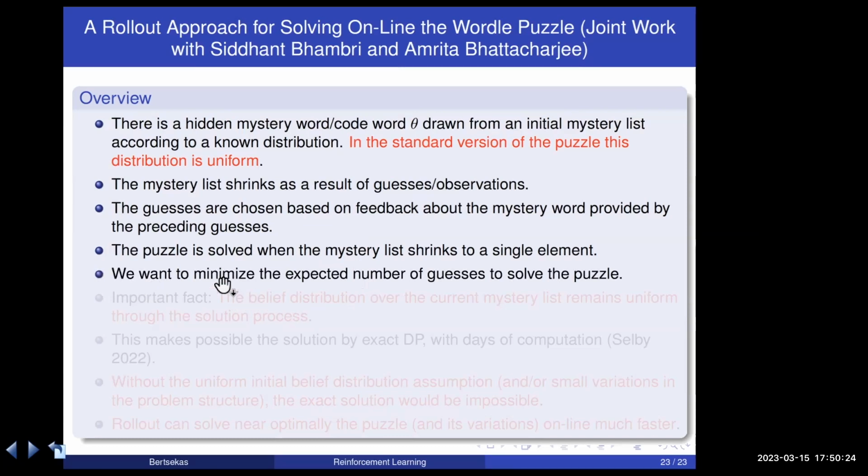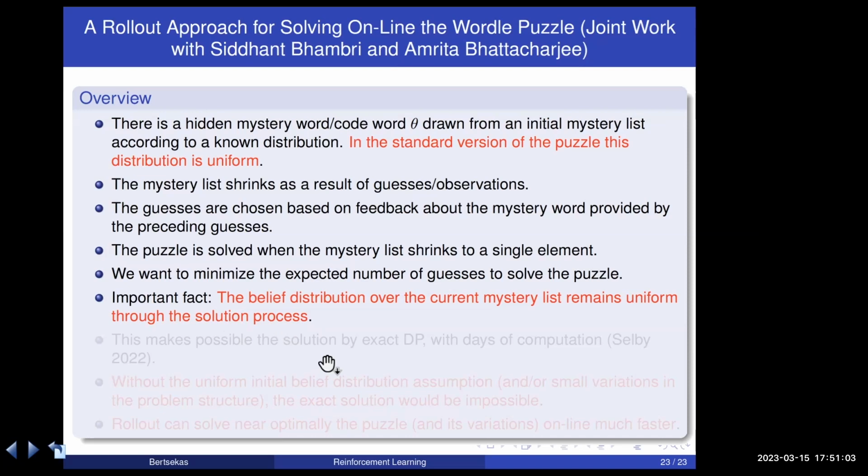And what we want to do here is an optimization problem formulation: to minimize the expected number of guesses to solve the puzzle. Expected number over the probability distribution, the uniform probability distribution of the mystery list. Now, the uniform distribution turns out to be very critical here. The belief distribution over the current mystery list remains uniform through the solution process. In other words, these b_k, as they propagate over time, remain uniform distributions.